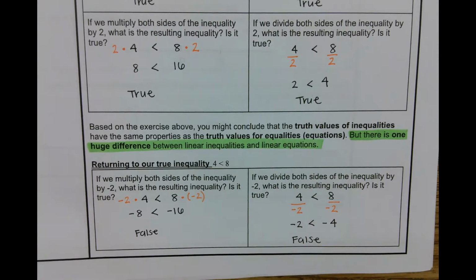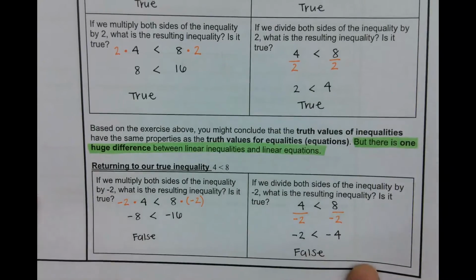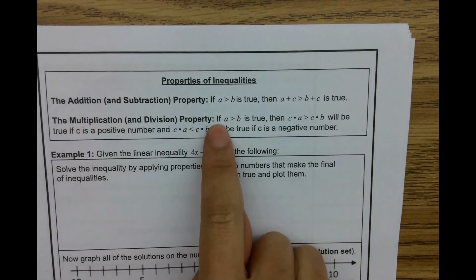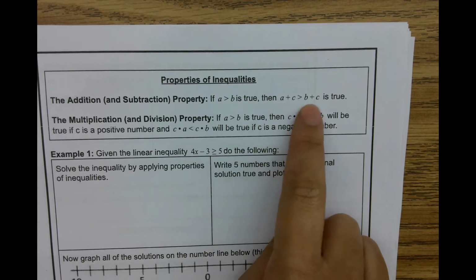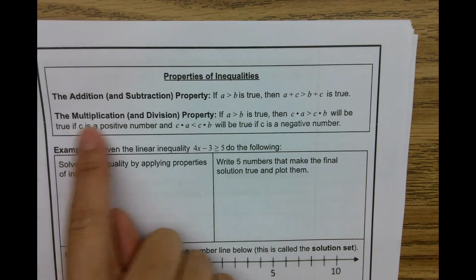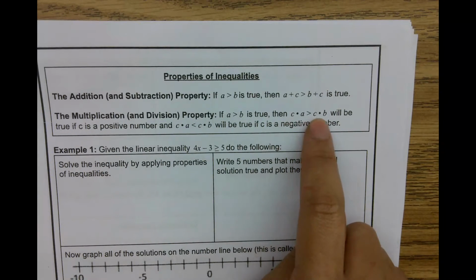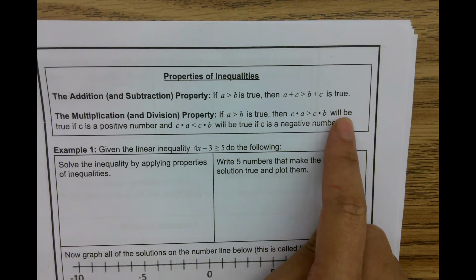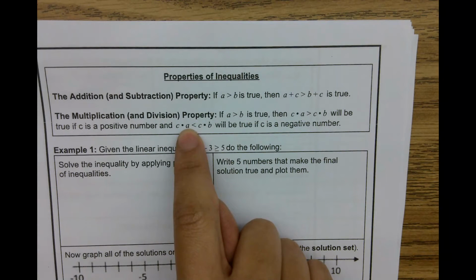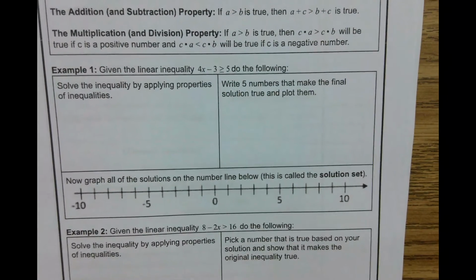Okay. So based on all 6 of these examples now, and especially these 2, what we realize is that while the addition and subtraction property is still true, if we add or subtract to the same side, our inequality still stays the same. For multiplication and division, if it is a positive number, then it is still the same. But if it is a negative number, it flips our inequality sign.